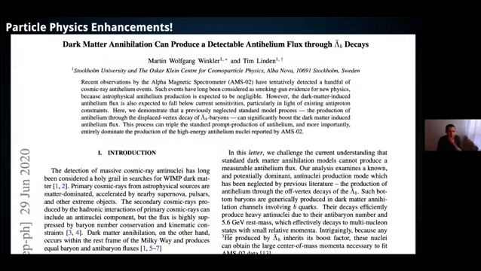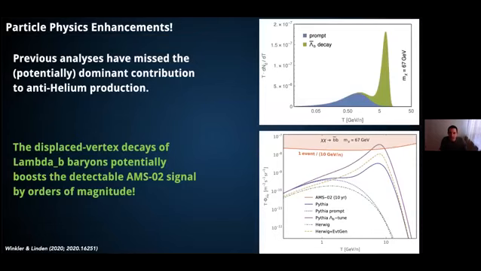One thing that I think is interesting is a recent result that we put out, in particular, Martin Winkler put out, which was a new particle physics model to enhance the anti-helium flux by nearly a factor of 100. And this is through a new, known particle physics model where dark matter annihilates and it produces, among all of the products produced in the annihilation of dark matter events, lambda B baryons. And lambda B baryons are an extremely effective anti-helium production mechanism.